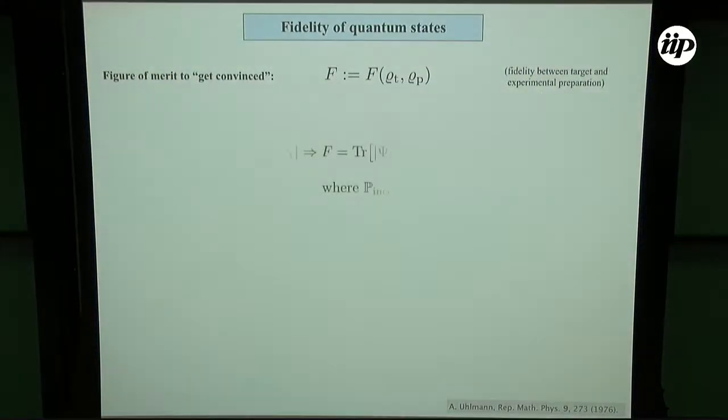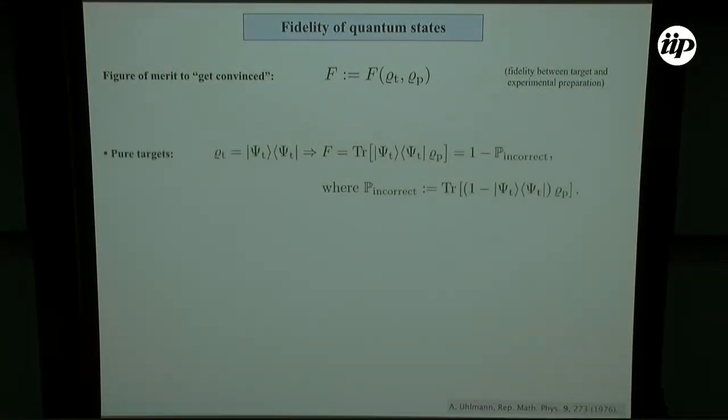So there are different things. First of all, let me tell you what figure of merit I will use to get convinced that my device is working properly. The figure of merit that I'm going to use is simply the fidelity. In the rest of the talk, I will be talking about 2 states. Here, rho t is what I call the target state. I want to do an experiment where I prepare a state, the target state rho t, that I know, and it's typically a pure state.